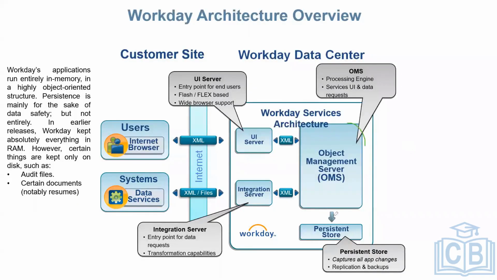The OMS is a processing engine, and the persistent store captures all the changes that are happening within your OMS. All the user changes and all the transactions are backed up into the persistent store. In addition to the backups, it also contains your audit files and certain documents, such as resumes. In the early releases, even these files were kept in the OMS, and the persistent store was just used for backup.